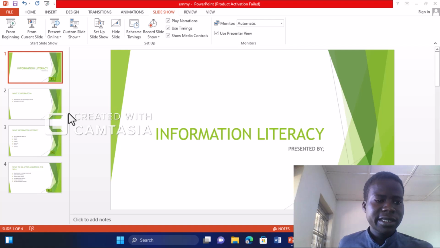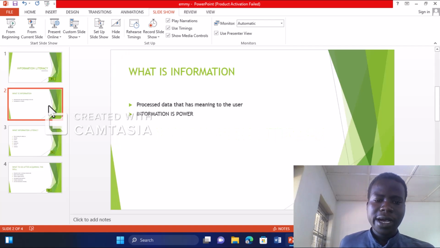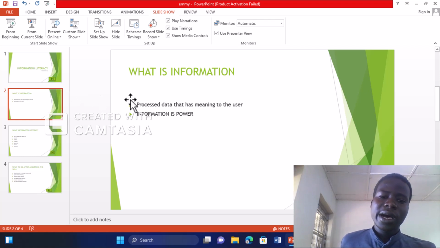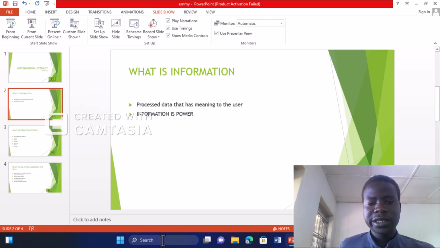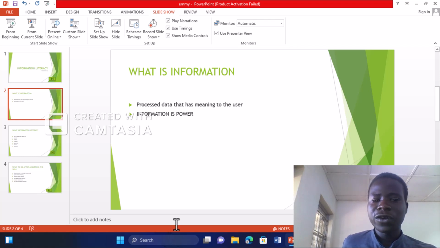Now, let us first talk about what information is. And we know that information is processed data that has meaning to the users and helps the users to make decisions. And information is power. When you know any information, you have knowledge. So that is what information means.